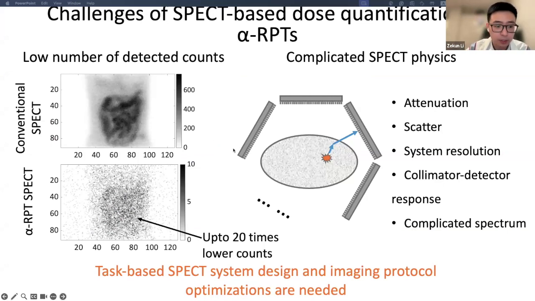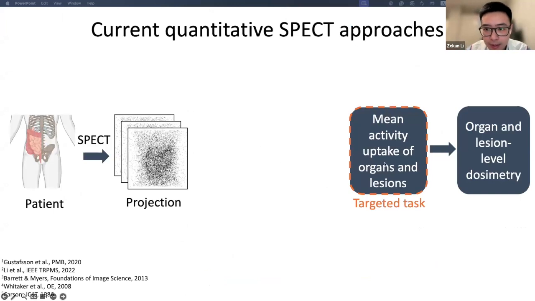For this need, one important approach is to conduct a task-based optimization. In this study, we consider the task as estimating the mean activity uptake of organs and lesions of the patients, which can subsequently serve as input to dosimetry models for organ and lesion level dosimetry, a key reason to perform quantitative SPECT in alpha-RPTs. For this task, a reliable estimator of the quantitative SPECT approach is needed to objectively optimize the SPECT system designs and imaging protocols.